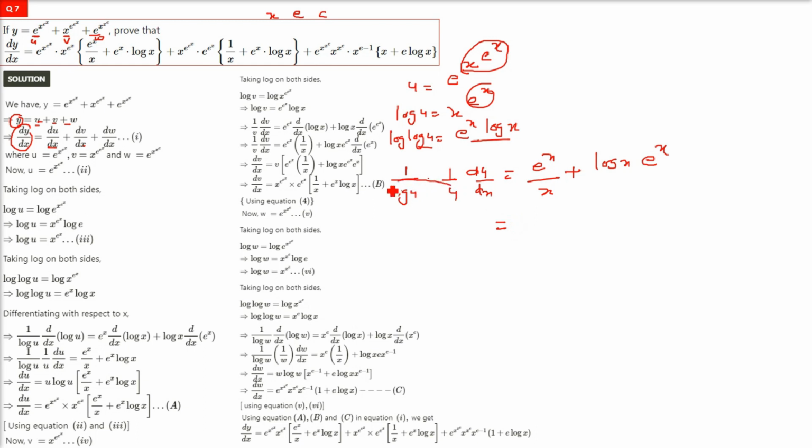So this u log u will go on the right. U was what? This one, e to the power x to the power e to the power x. And then what is log u? Log u we have already found out, x to the power e to the power x. Okay.